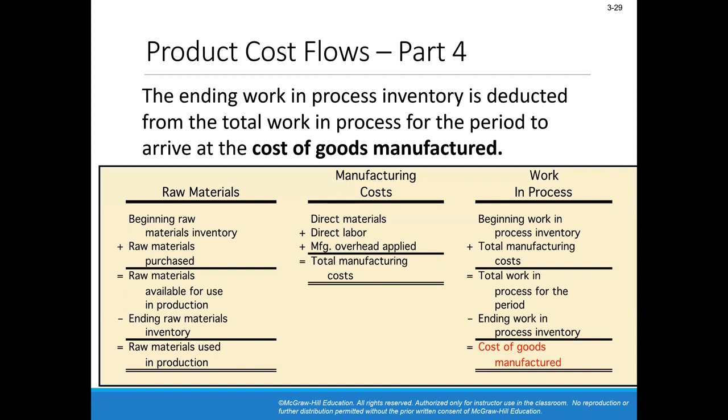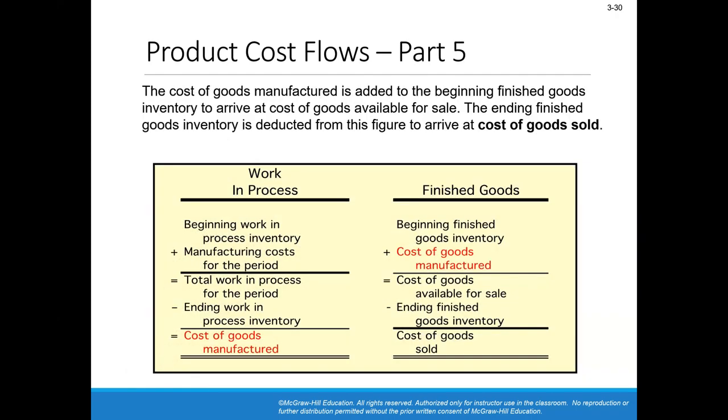So just remember, for the work in process, we have our beginning work in process. We add all of the costs for manufacturing to it to get the total for the period. We deduct the ending work in process, and that gives me my cost of goods manufactured. So that's what's completed, and it's going to be pushed over into my finished goods.